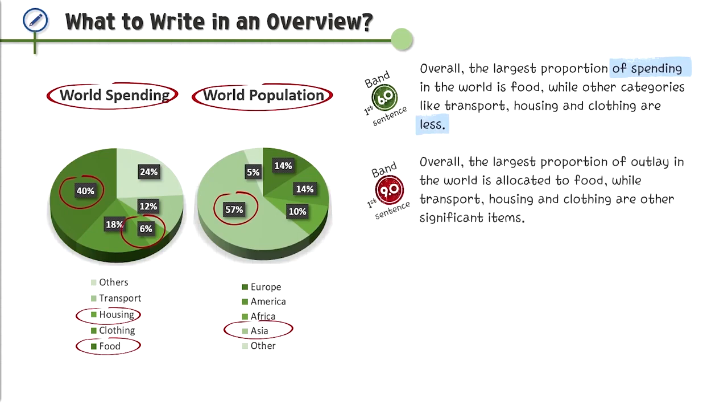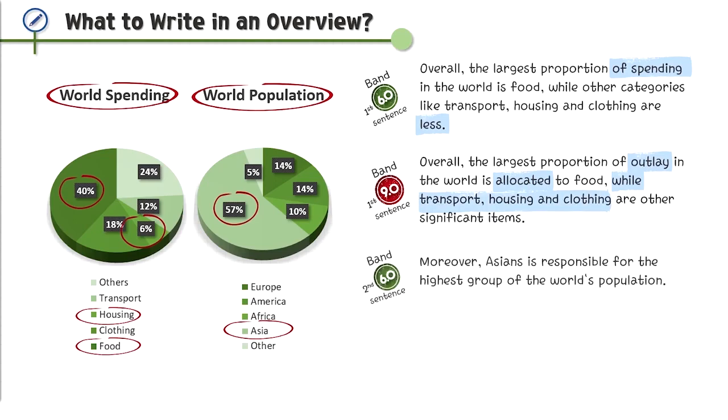Overall, the largest proportion of outlay in the world is allocated to food, while transport, housing, and clothing are other significant items. Now, in the Band 9 first sentence, you will notice that the first feature was addressed well, because it was clearly described. Variety in vocabulary is evident. Instead of spending, outlay was used. Allocated instead of simply saying food. Then compared to least using the word while. Then instead of other categories, these are specified to transport, housing, and clothing.